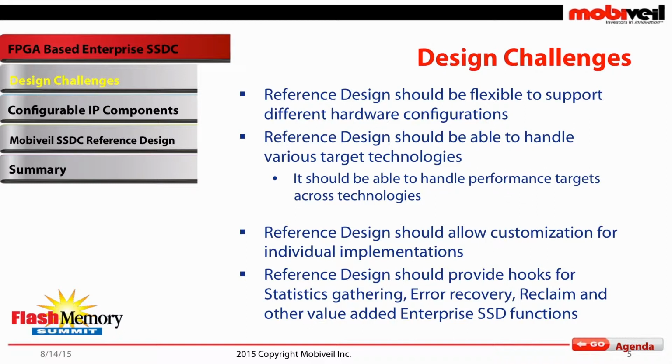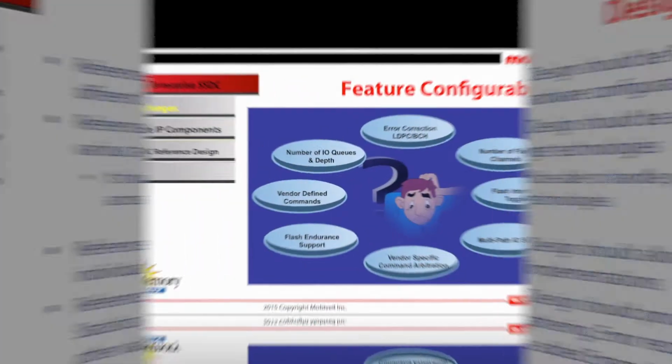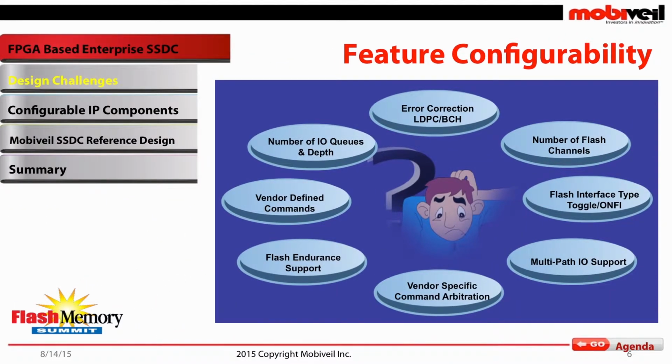There are a lot of challenges just because the specification allows a lot of configurability. These are the challenges which are specific to the specification. For example, in NVMe, the number of IO queues and depth. You have to have some flexibility to allow the customer to implement a solution which can scale up in terms of the number of IO queues. Vendor-defined commands, that's another optional feature. You want to have a design which allows the end product to have that flexibility.